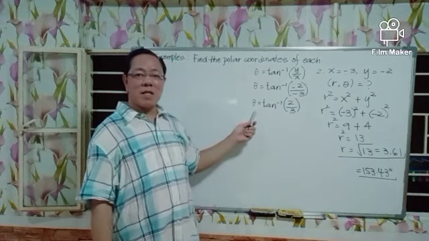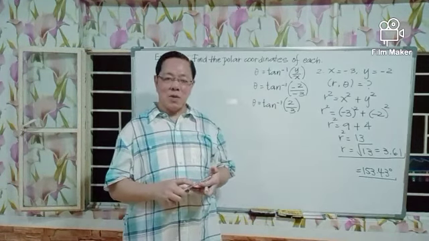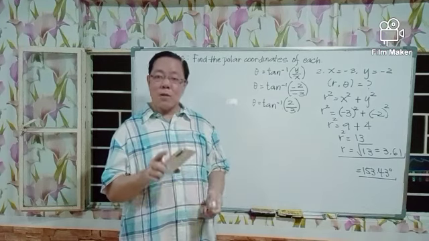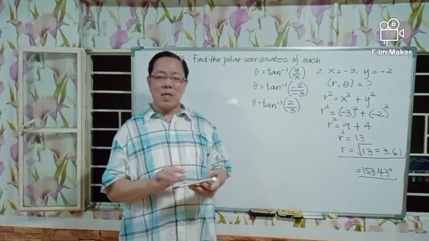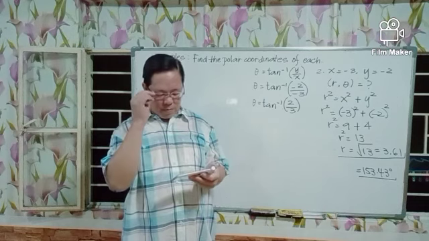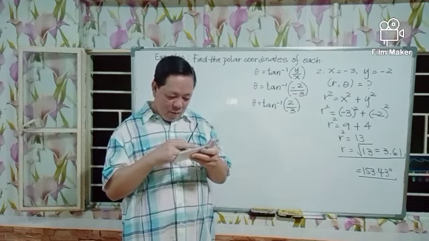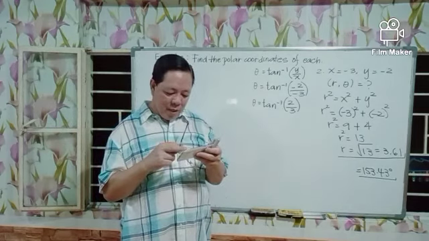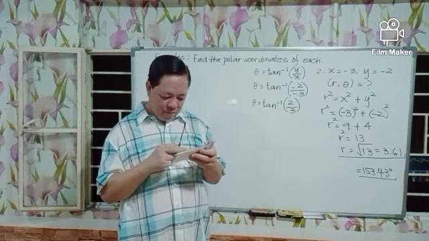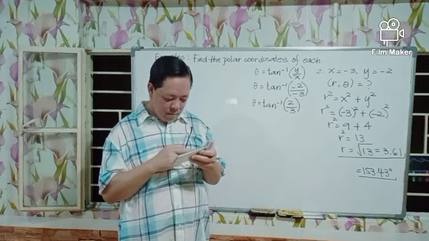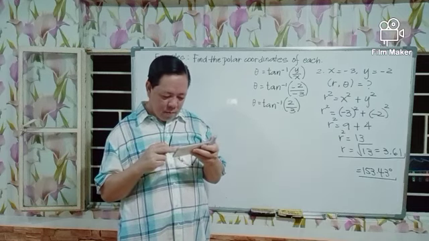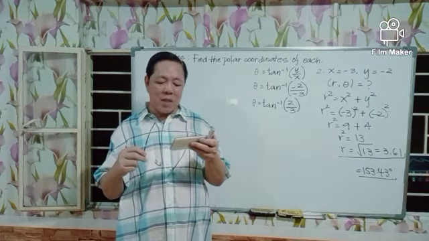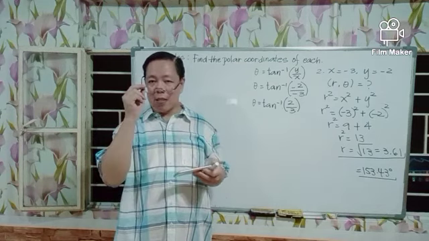And we calculate theta using our calculator. The mode of your calculator should be in degrees. We have shift tangent of 2 divided by 3. And to 2 decimal places, you should get 33.69 degrees.